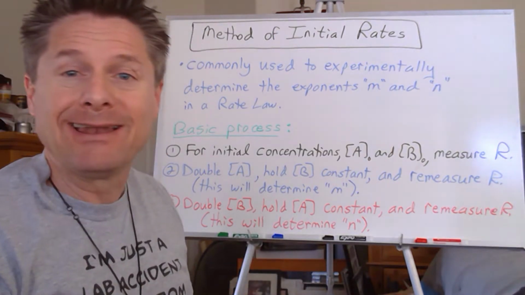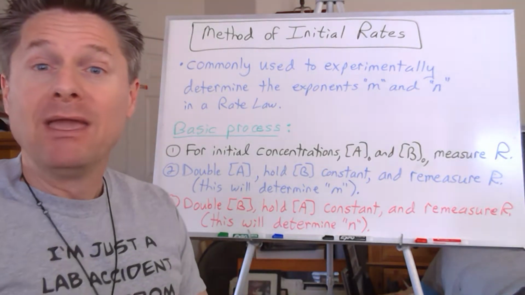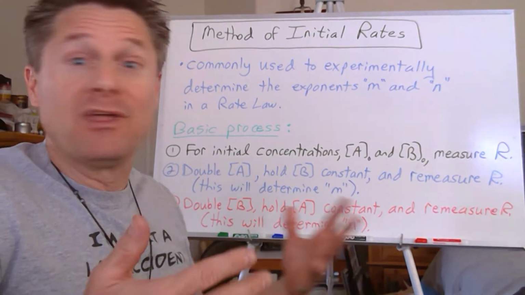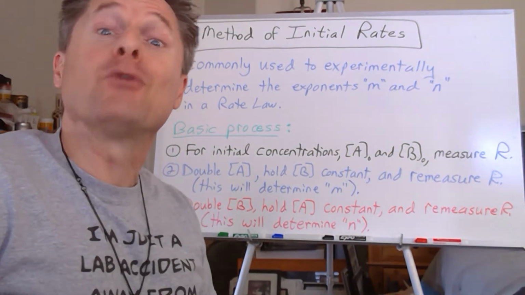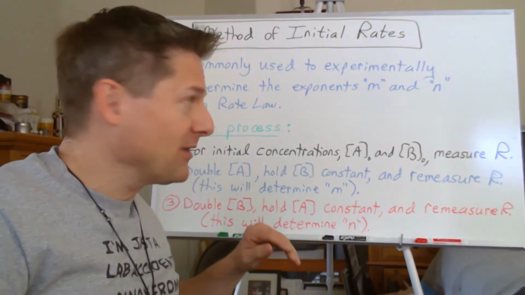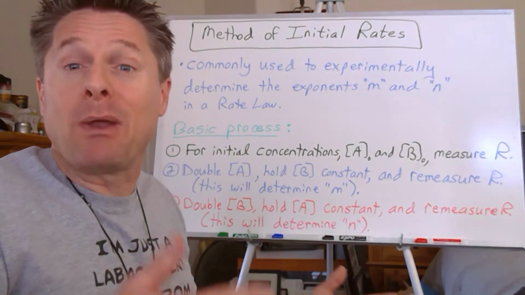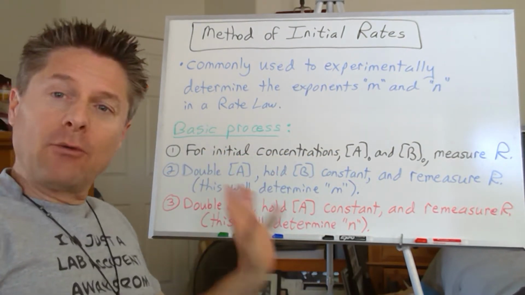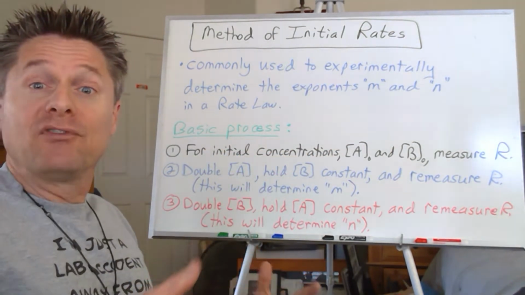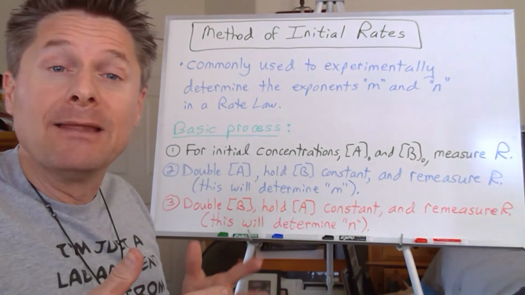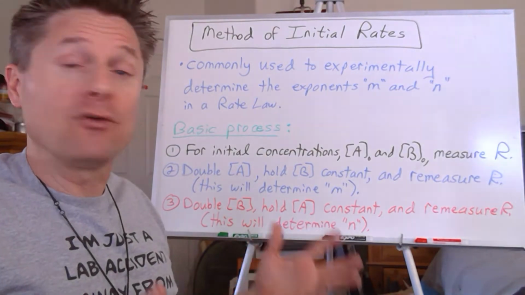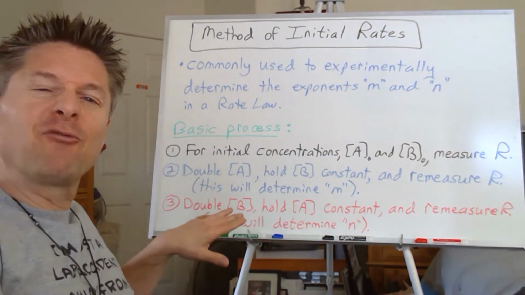Of course, we're not going to get perfect integers in lab. You might get something like 1.93. With experimental error, it's close enough to 2 for our case. A 0.12, that's probably close enough to 0. So that's our goal. Here's the general process, and then we'll do some examples and show you, once we have m and n, what we can do to determine the rate constant or some other things. The fun stuff we're getting to.